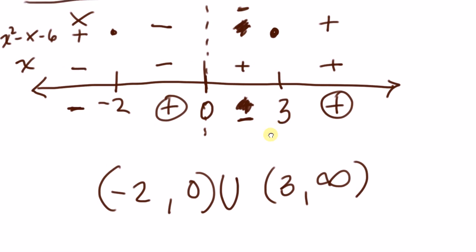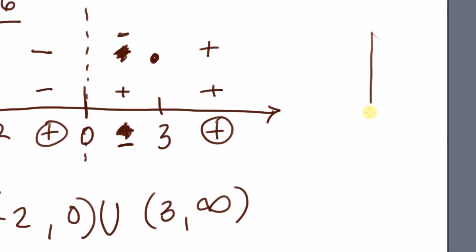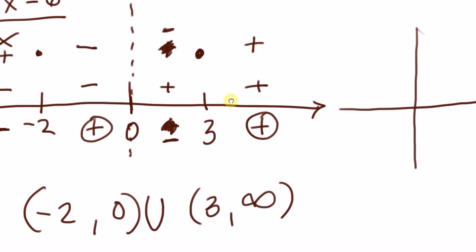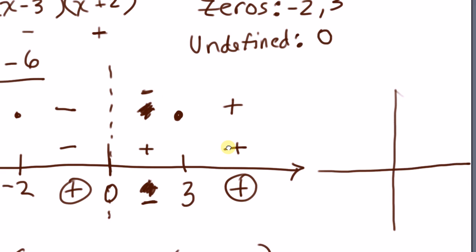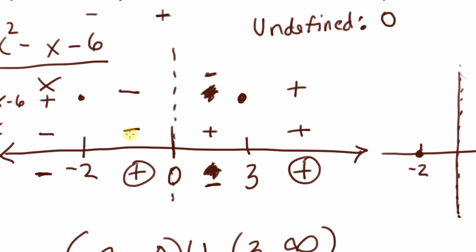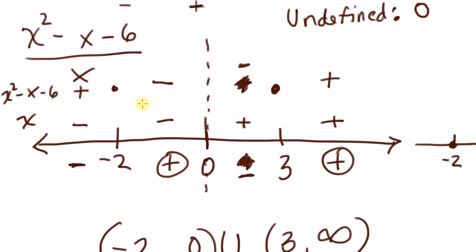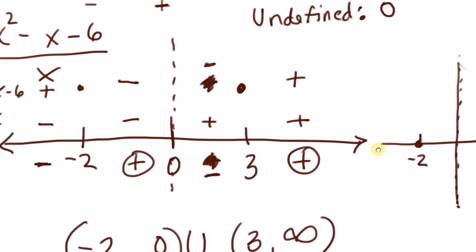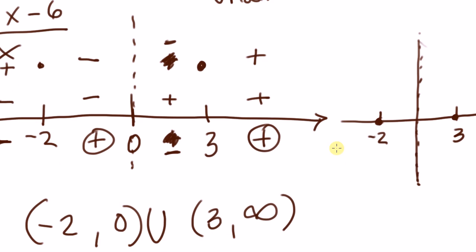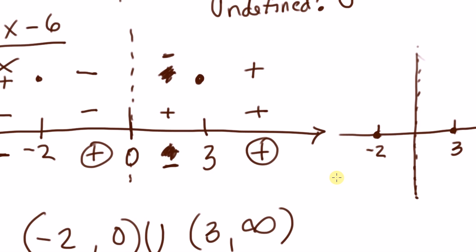And we can look at the graph too. So this guy's going to have zeros at -2 and 3, undefined here, and it's not going to have a horizontal asymptote because it's x squared over x, or just x, and it should go off to infinity.